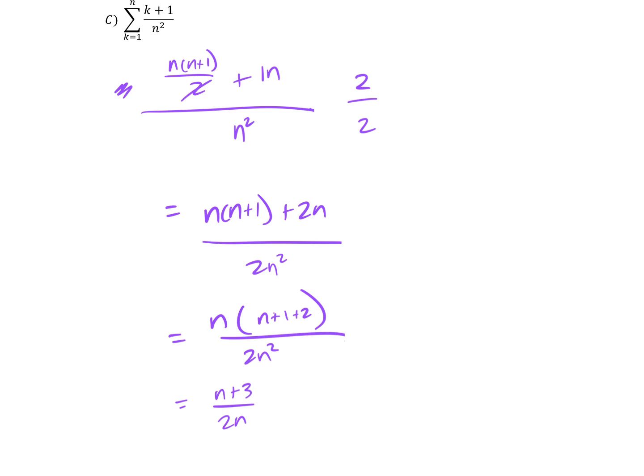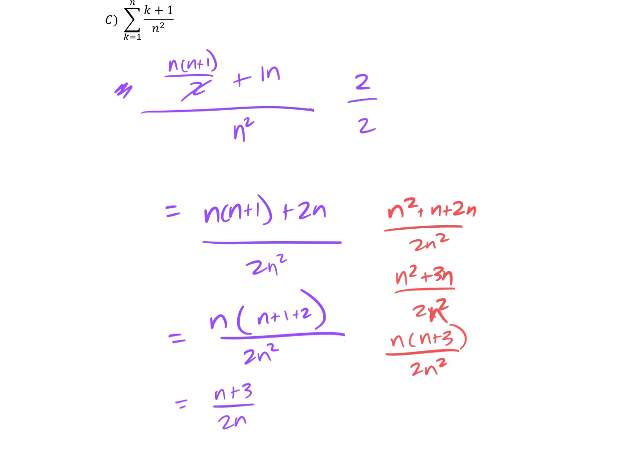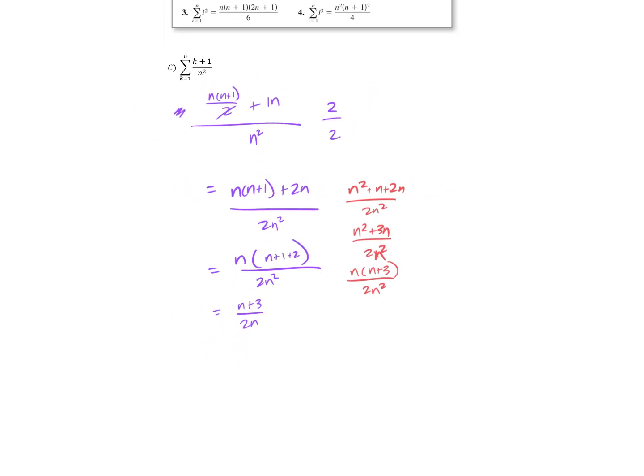For those of you who would take a different approach than taking the n out, you could also think of it as if I distributed that n. Oh, you could factor, and then I'd have n squared plus 3n over 2n squared, and then take an n out. And I'd still end up in the same place. All right.